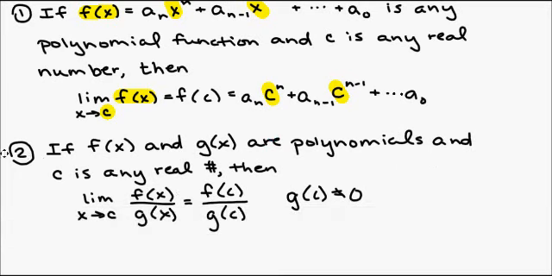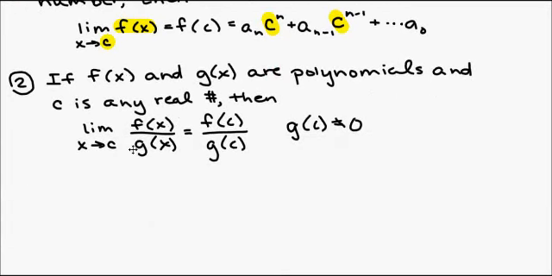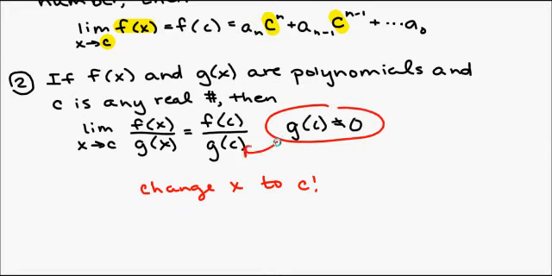And the second part of this, if f of x and g of x are polynomials and c is any real number, then the limit as x tends to c of f of x over g of x equals f of c over g of c. So the long polynomial is not written out here, but it's the same idea. Change x to c. And again, g of c cannot be equal to 0 because you cannot divide by 0.